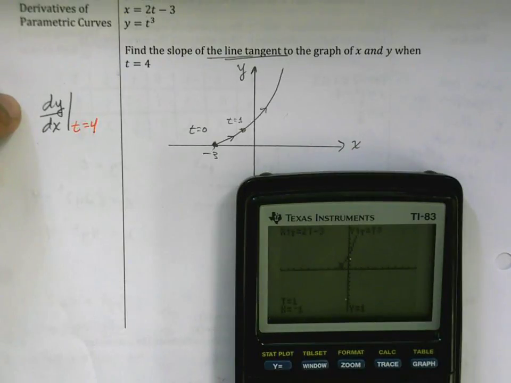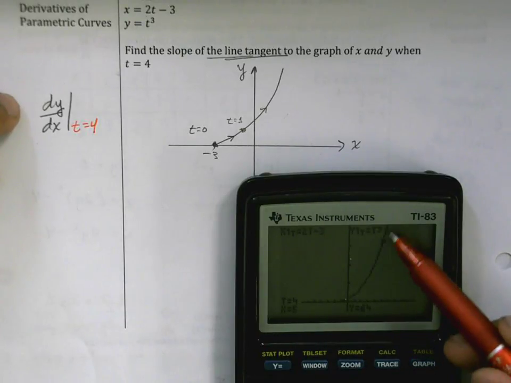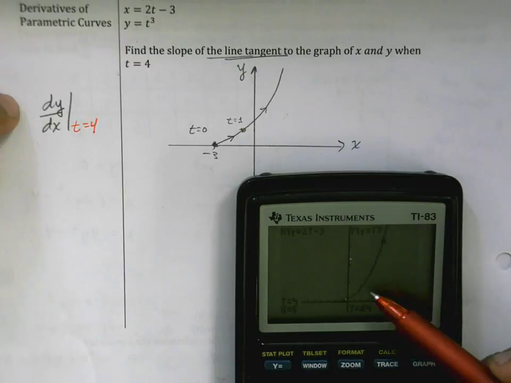Okay. Now, this is on the graph here. If I type in t is equal to 4, this is way off the screen. Let me adjust my window here. So y max, let's go all the way up to 80. And there it is. So trace t equals 4. So in other words, at this point right here, what is the slope of that line?